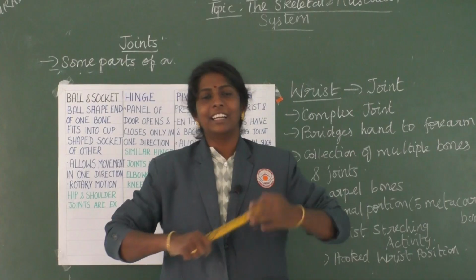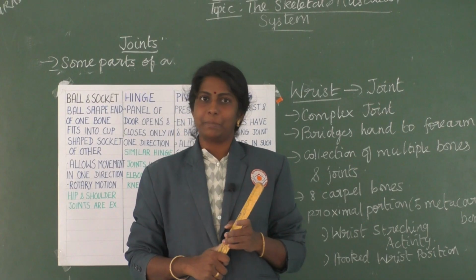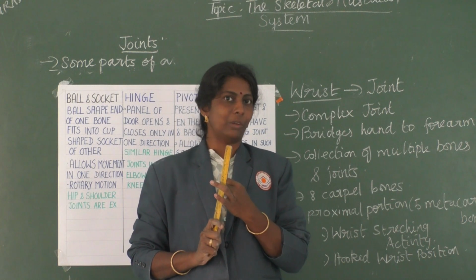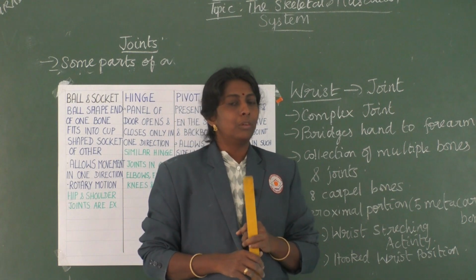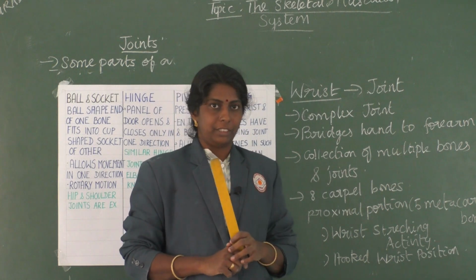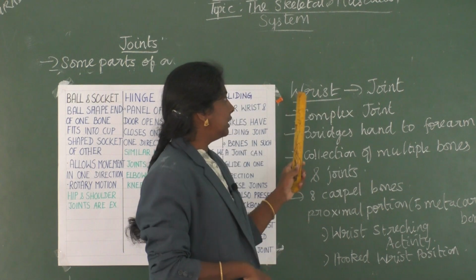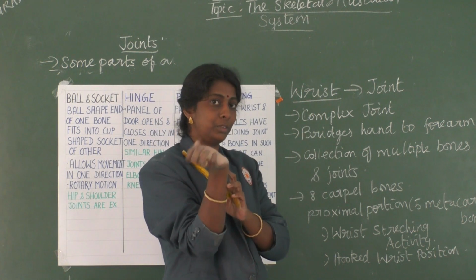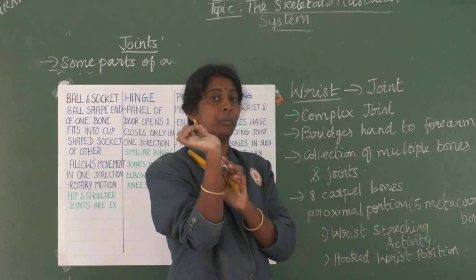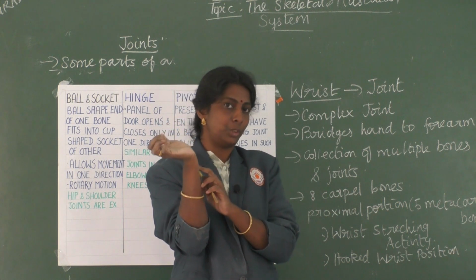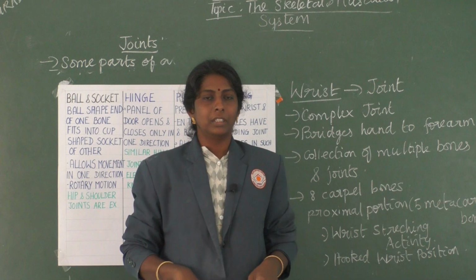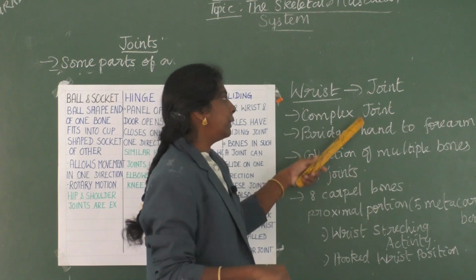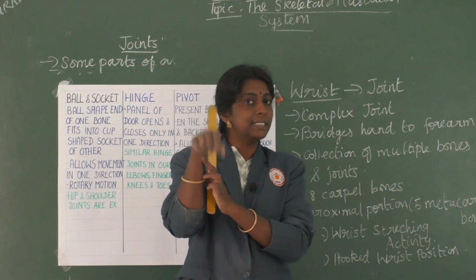So, this is the experimental activity about the gliding joint. I taught you two different types of experimental activity, that is ball and socket and gliding joint. Now, I am going to give you an activity. You are going to find out the respective joint which is present in the wrist. What is the name of that joint? You are going to find out by doing two different activities. Listen, the wrist is a complex joint.